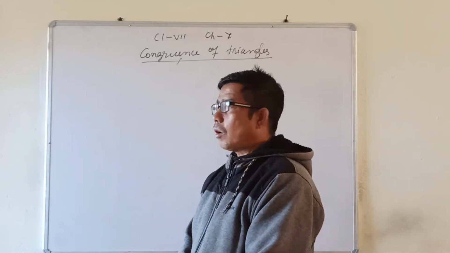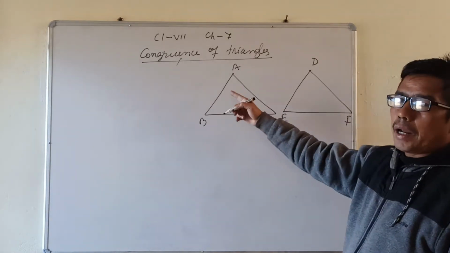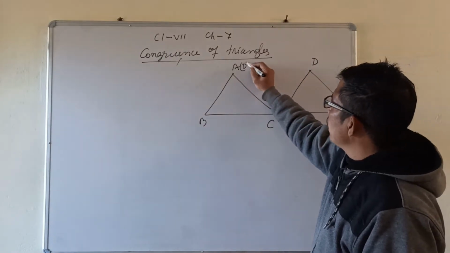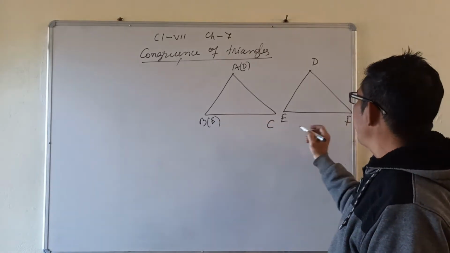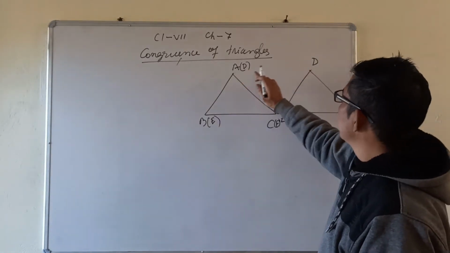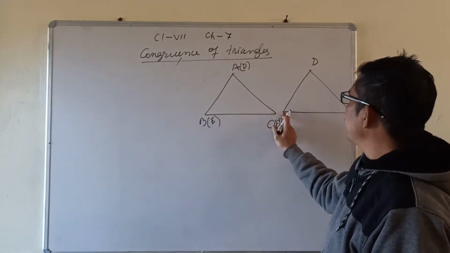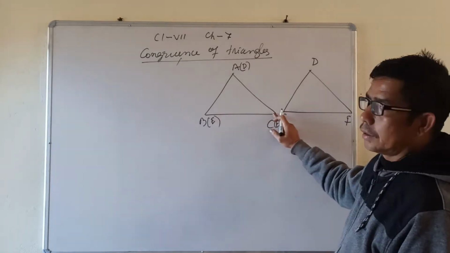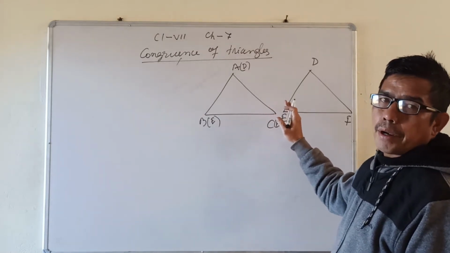In the case of triangles also, if you can place triangle DEF exactly above triangle ABC, that is, D should be with A, E should be with B, and F with C. When you place this above this, at this vertex A, D will be here. Above the vertex B, E will come, and above the vertex C, F should come here. Then the two triangles are said to be congruent. That is, they have same shape and size.